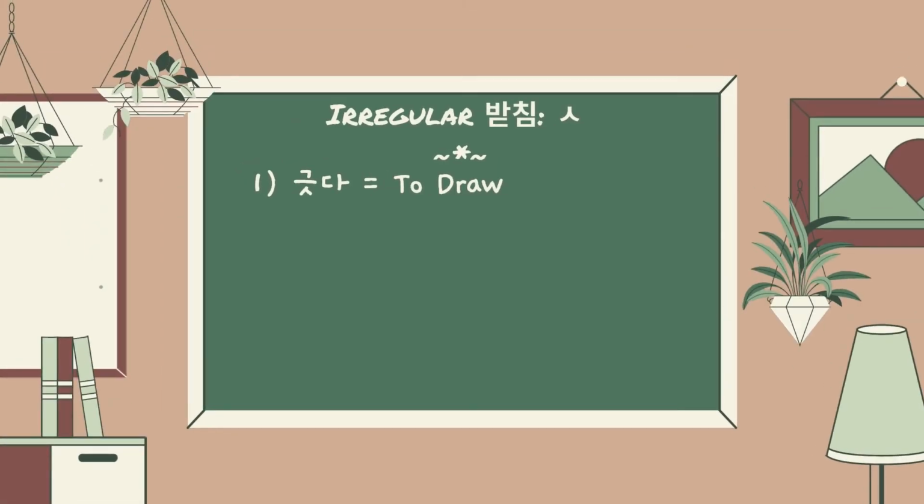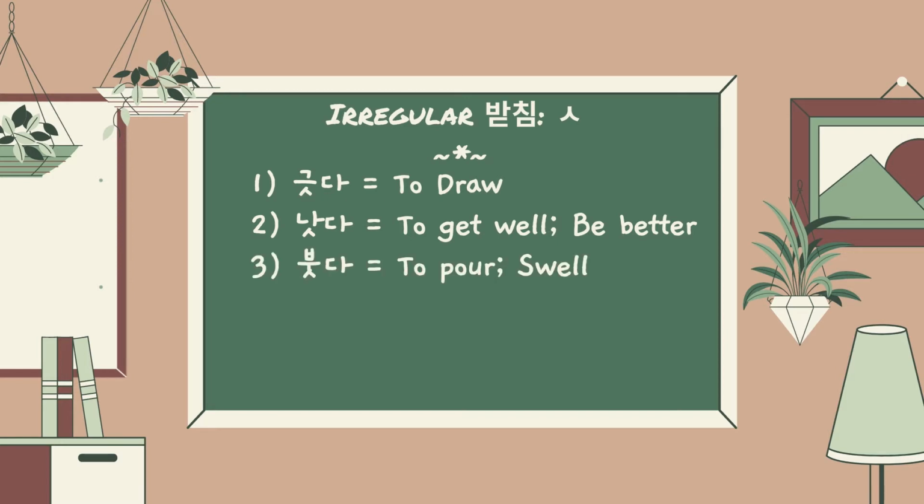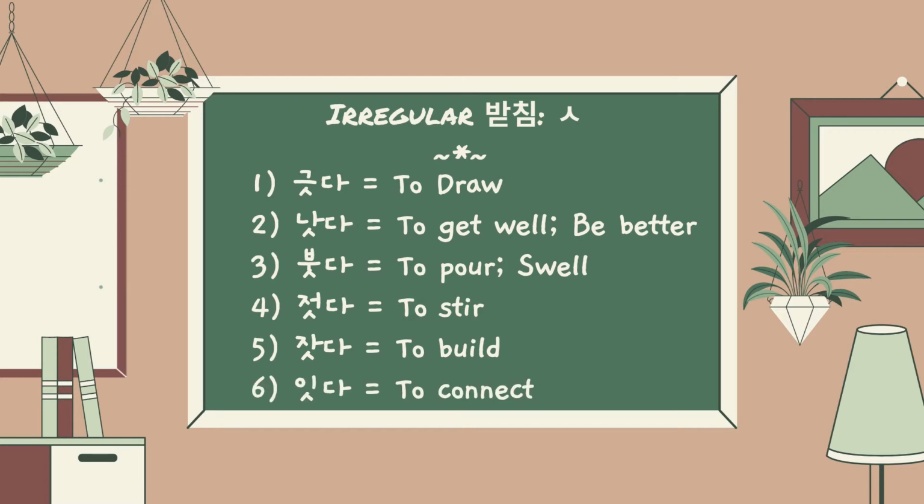Yay! From what I was able to find, the only words that behave irregularly are 긋다, to draw, 낫다, to get well, be better, 붓다, to pour, swell, 젓다, to stir, 짓다, to build, 잇다, to connect.